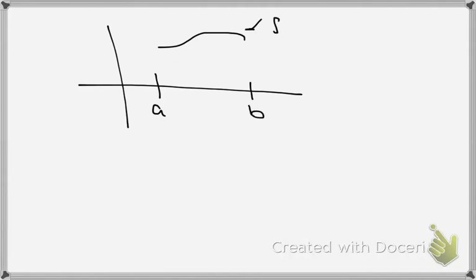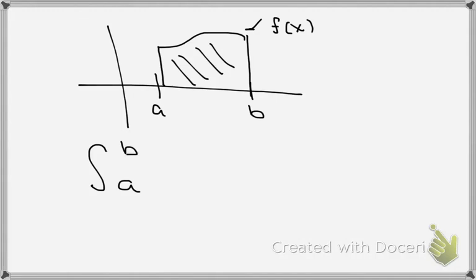We know that the definite integral, provided that our function is greater than or equal to 0, is defined as the area under the curve of the function f of x between a and b. So if I found the area of that region underneath our function, then this by definition is the integral from a to b of f of x dx.